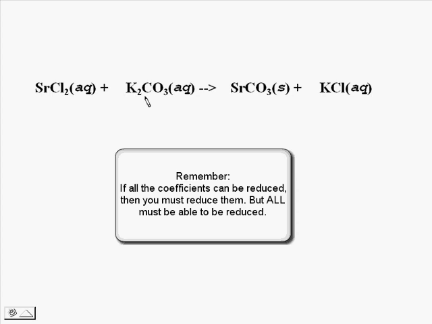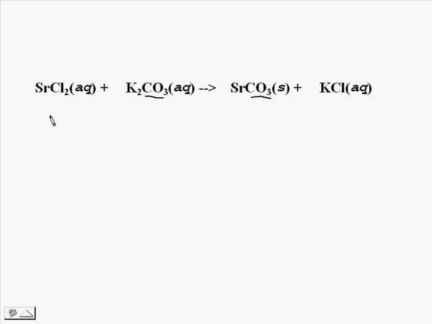Let's take a look at this. One of the things I do notice right away is that I have carbonate. However, I still have 1 carbonate on each side. Let's look at our metals. I have 1 strontium here, 1 strontium there. I have 2 potassiums here, but 1 over here. I'm going to put a 2 in front of here so that my potassiums balance. I have 2 chlorines over here, and now, because I put a 2 over here, I have 2 chlorines. And if you look at this, it is balanced.